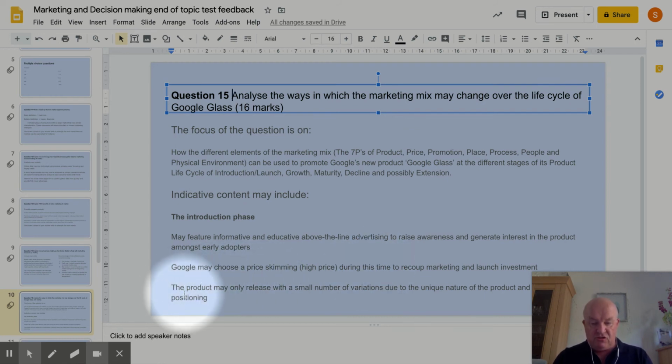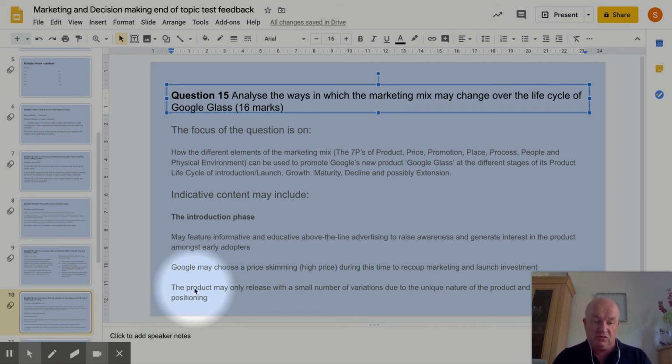At the introductory stage, because it was so innovative, so different, so new, and a very unique product, the feeling should have been, I think, that the product would only be released in one or a small number of formats or variations, because of the unique nature of the product and also its market positioning. So that gives you an idea of how you might look at the introduction phase, okay?